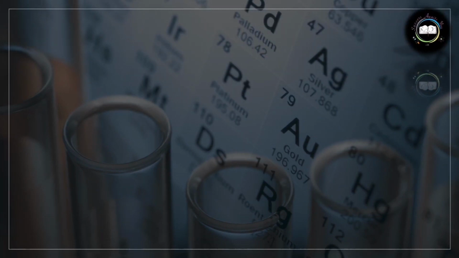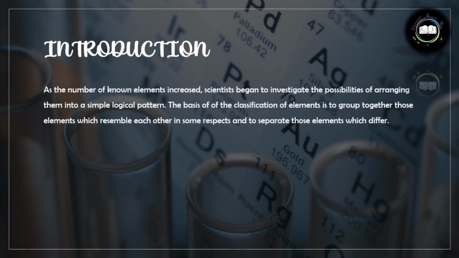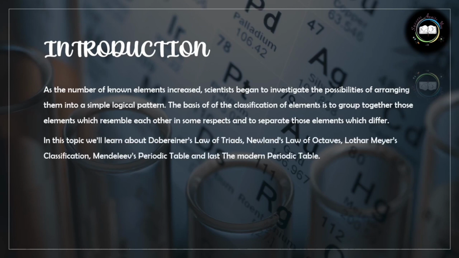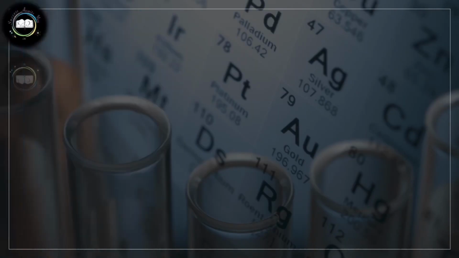The aim of the classification of elements is to group together those elements which resemble each other in some respect, and to separate those elements which differ. The best classification will clearly be that which brings together elements which resemble one another in the greatest number of ways. We will talk about the scientists who helped in making the periodic table, such as Dobereiner with his triads, Newland's octaves law, Lothar Meyer's classification, Mendeleev's periodic law and periodic table, and finally, the modern periodic law.